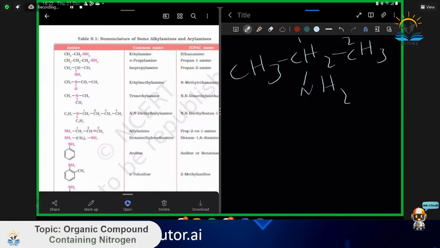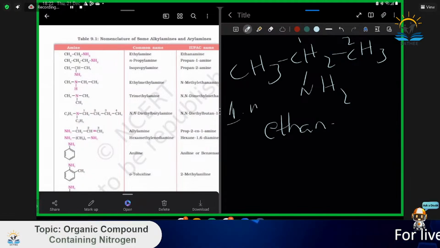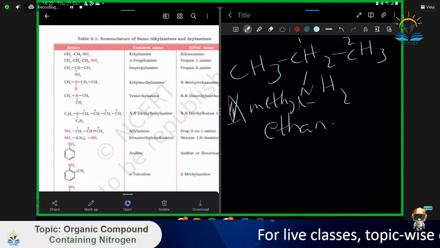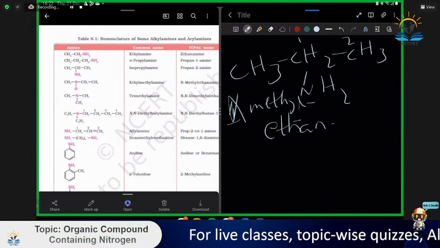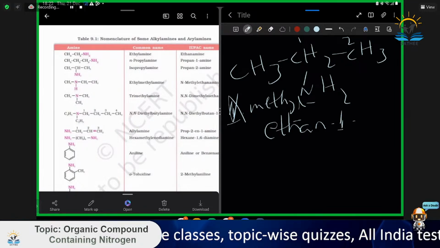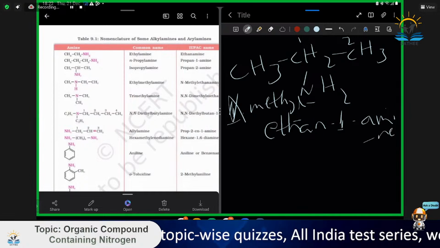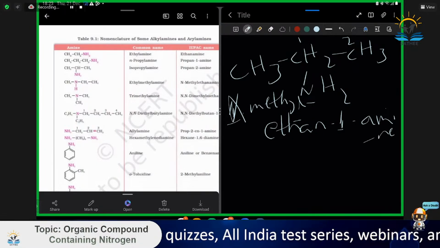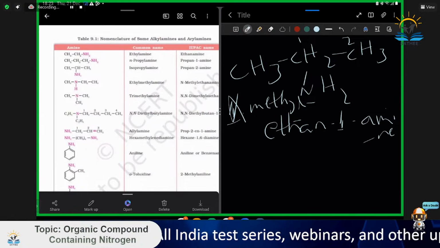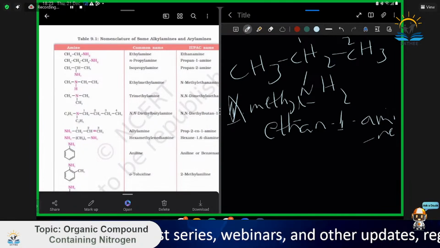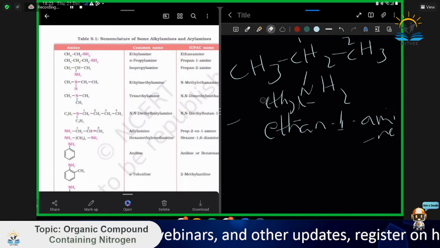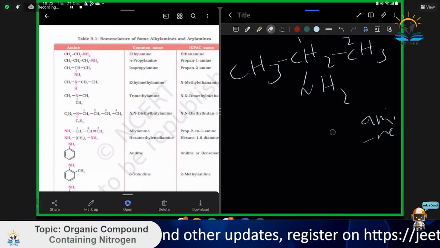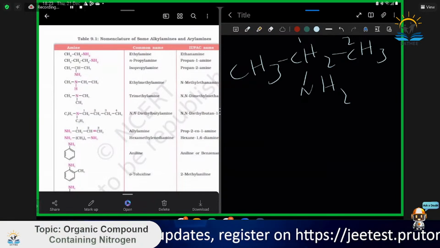So ethane, and the substituent is 1 methyl. Since it is 1, the 1 is disregarded. Methyl ethane, eth and 1 amine. No, sorry, my bad. Amine is not a functional group in that sense. It is a side group.